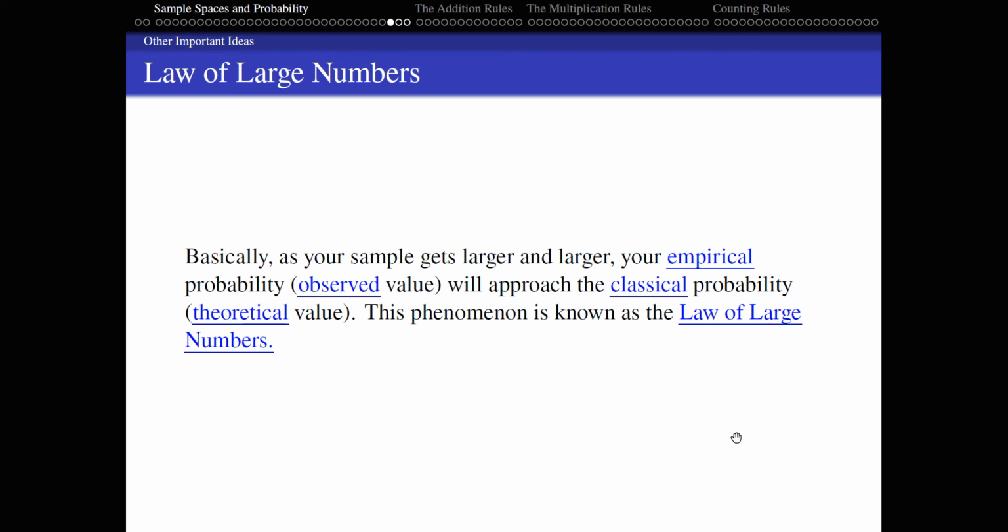But what the law of large numbers says is as you flip the coin 10 times, well, you might have 6 heads, you might have 4 heads, but it's very unlikely you would have 0 heads. As you flip the coin 20 times, you're probably going to get around, but maybe not exactly 10 heads. And then as you flip it 100 times, 1,000 times, 1,000,000 times, if you flip your coin more and more and more, the empirical probability is going to get closer and closer to the classical probability if the assumption of the classical probability is true. That is, if each option in the sample space is equally likely.